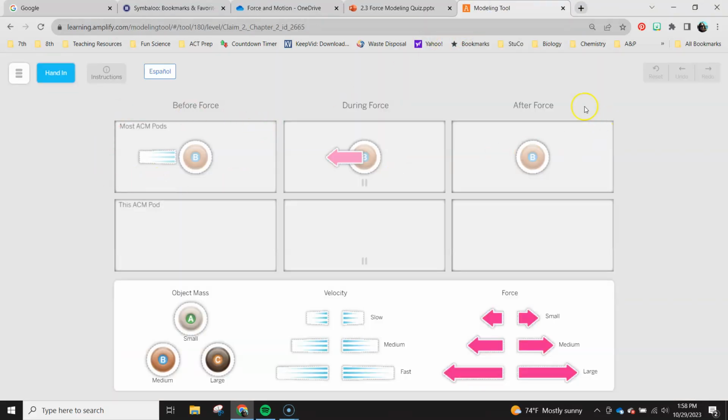Again, it shows you guys the normal ACM pod. So again, medium speed, moving to the right with medium velocity, medium mass. We have a medium thruster force that fires in the opposite direction. That causes the pod to stop. Okay, so again, the only thing you guys are modeling is these 3 boxes right here.